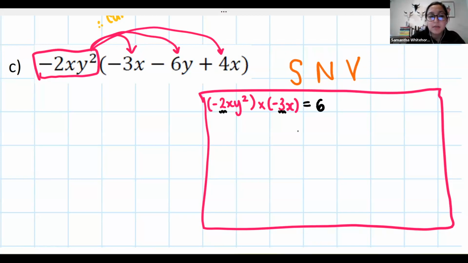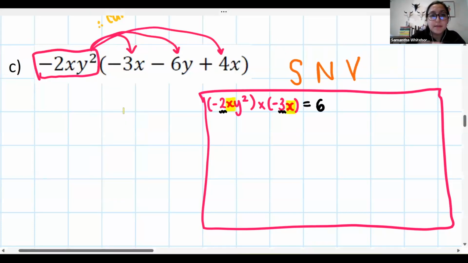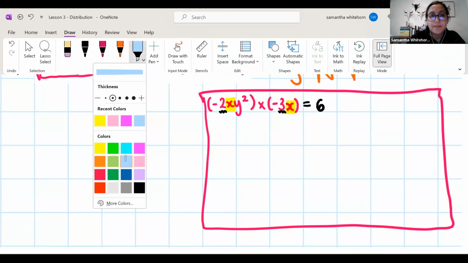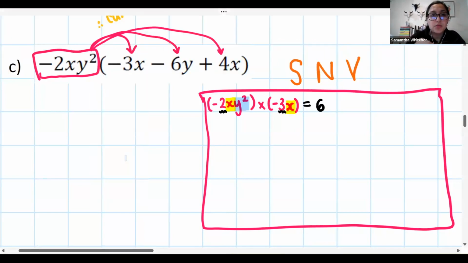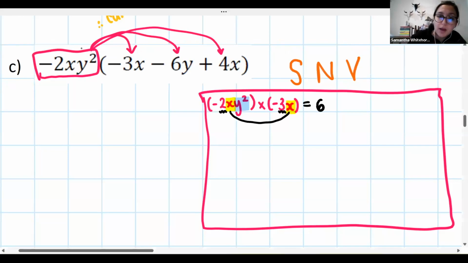And then I go on to my variables. Now what we need to be careful of here is that I've got two different variables. I've got x variables, and then I also have the y variable, that y squared. Now remember, my exponent rule of multiplication and adding exponents only applies with the same bases. So now when I say x times x, I can apply my law and add the exponents, both of them having an exponent of 1. And so x times x gives me 6x squared.